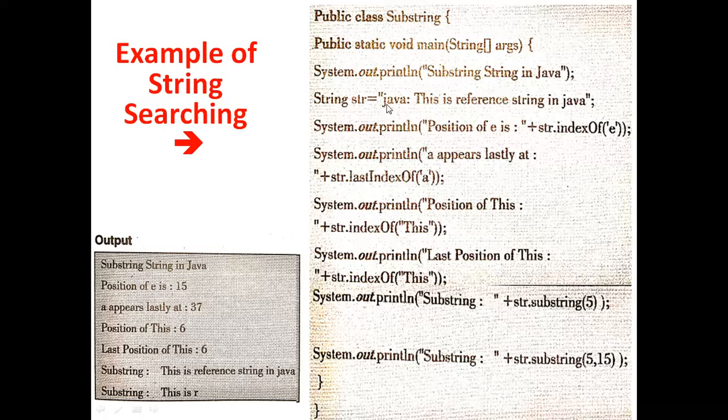If you count from the start, you'll see J is 1, A is 2, V is 3, A is 4, 5, 6, 7, 8, 9, 10. In this way, the first E comes at the 15th index. In this way, you can perform different operations on a string by using lastIndexOf A. This will start counting from the last, that is, the last time when we have seen A, the position will be displayed. The position of A will be 37.